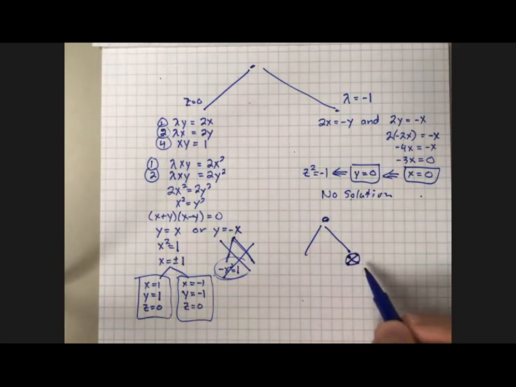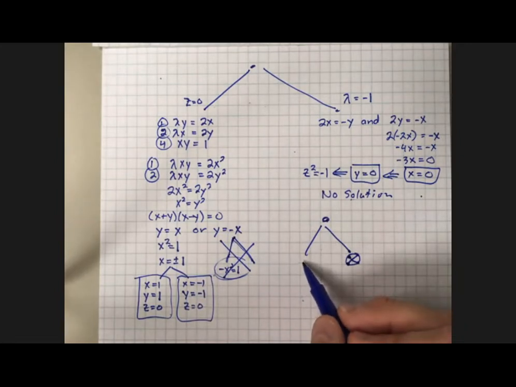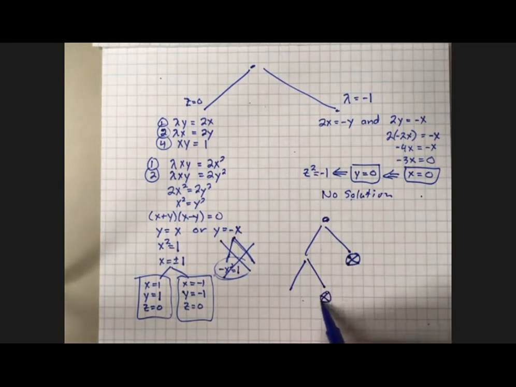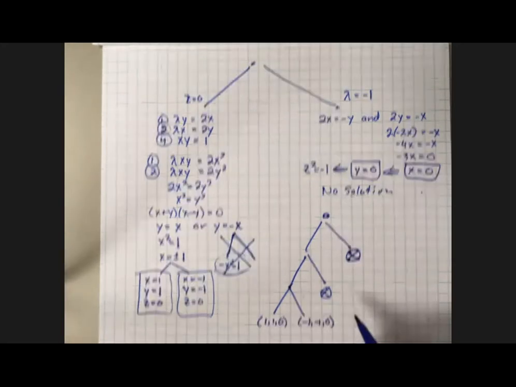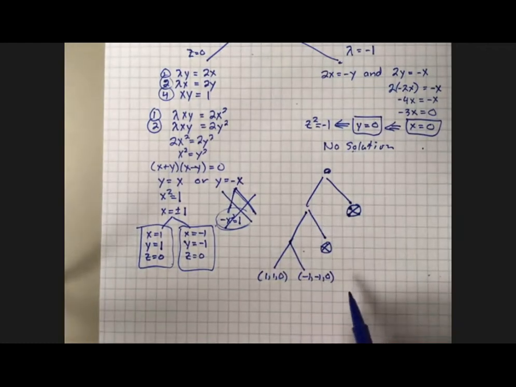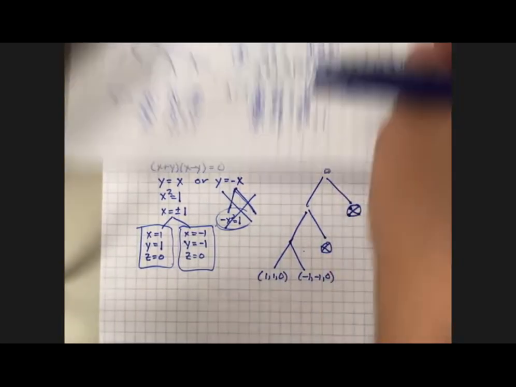I need to draw a scroll, skull and crossbones, maybe. Here, this one branched into two pieces. This piece was a dead end. This piece branched into two pieces, and I had two points to examine: 1, 1, 0 and -1, -1, 0. Since these are the only things I've done and I followed every branch that I legitimately created, I haven't missed any branches because the very way I started only presented me with these two branches.